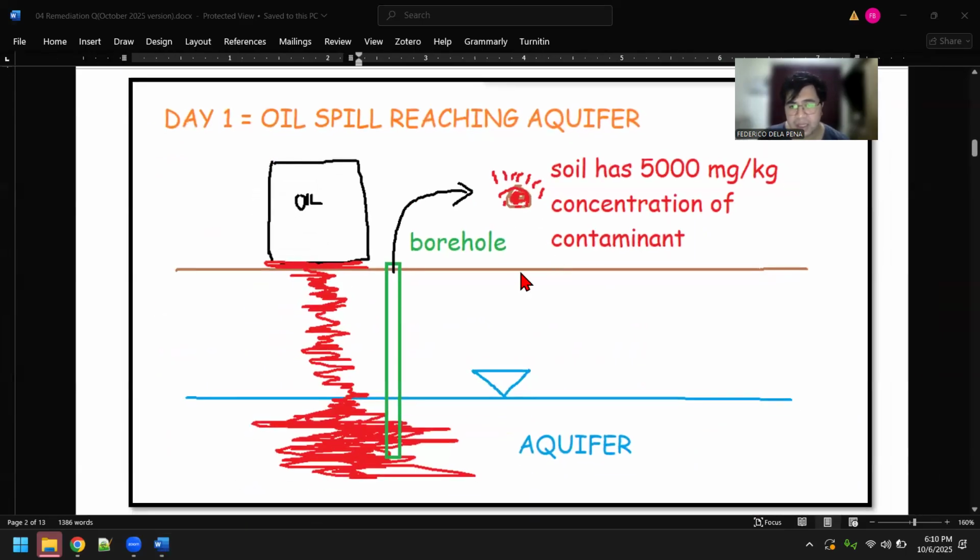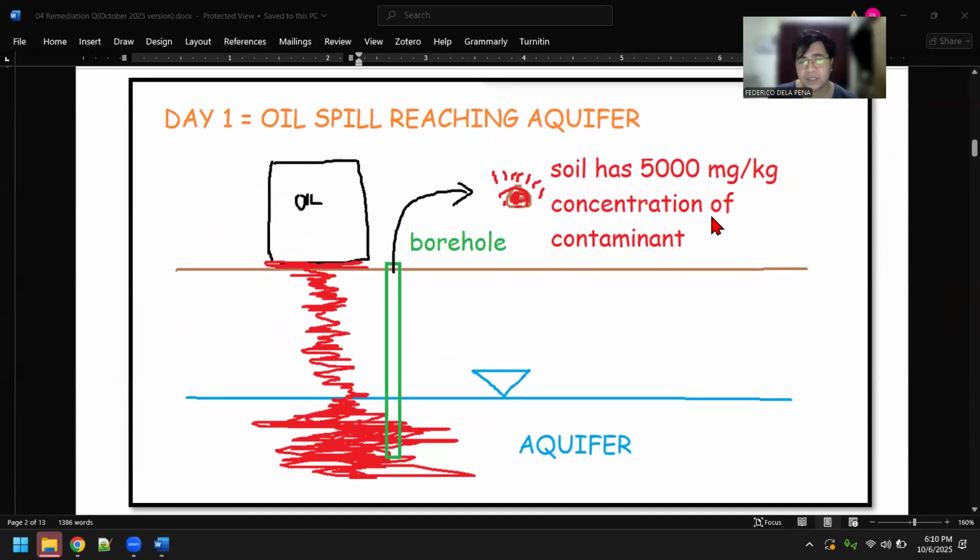All right. This is our scenario for our tutorial. Okay, you have a petroleum or oil spill. Okay. So you have petroleum leaking, which leaked from the surface into the vadose zone and eventually entered the aquifer at day one. Okay, so day one is the time it reached the aquifer. And we sampled the soil. It has a concentration of 5,000 milligrams per kilogram. Okay.